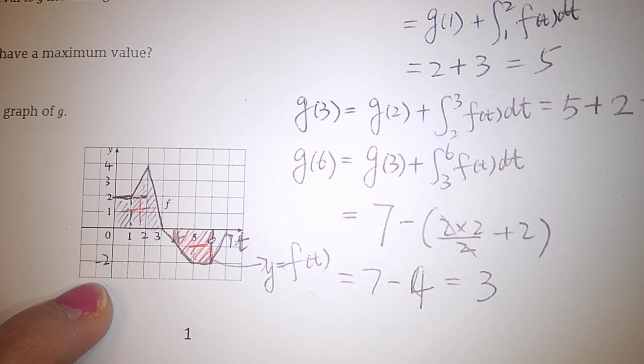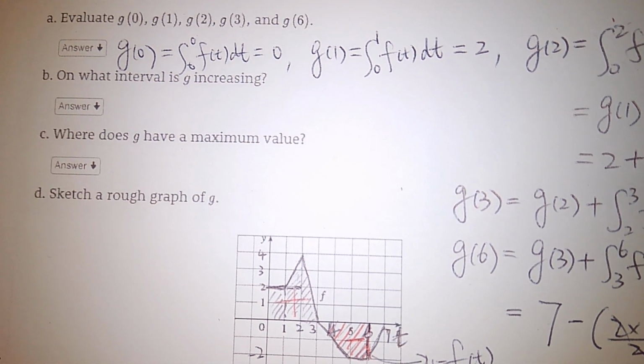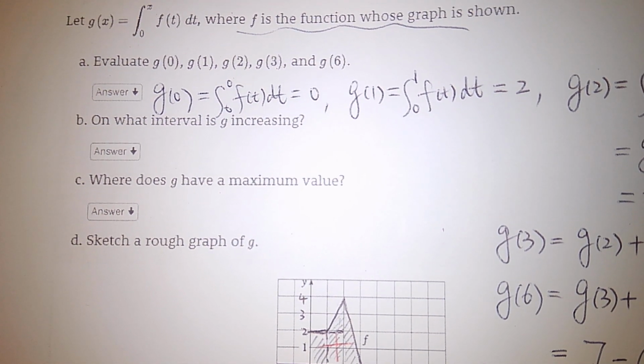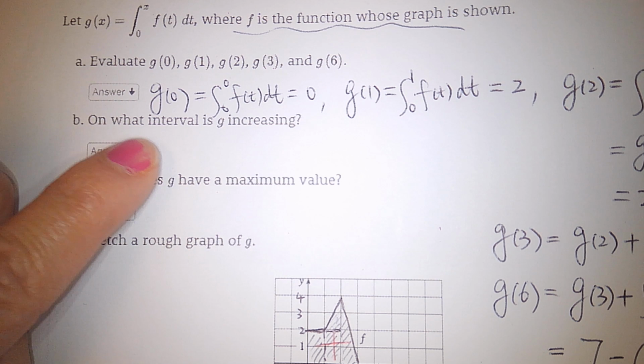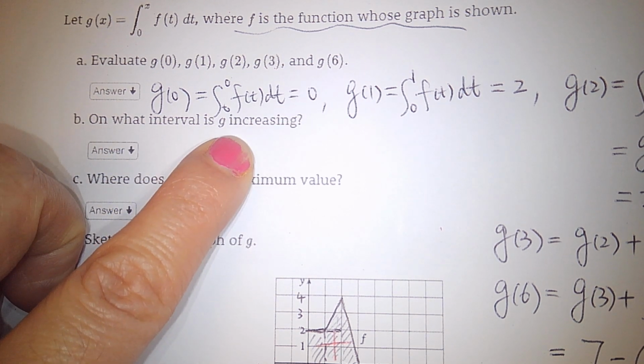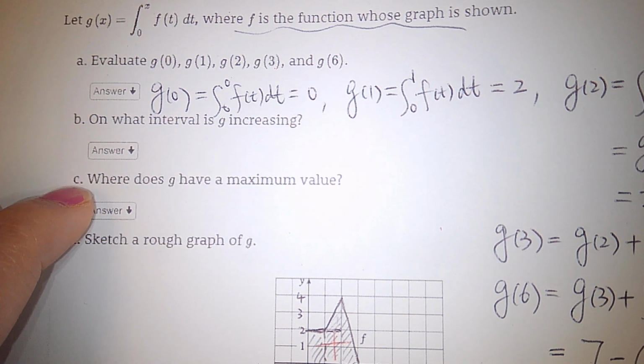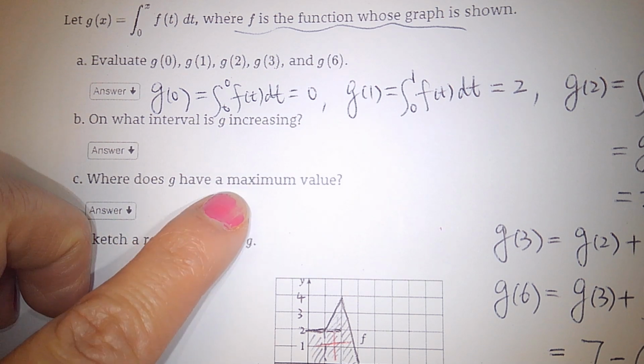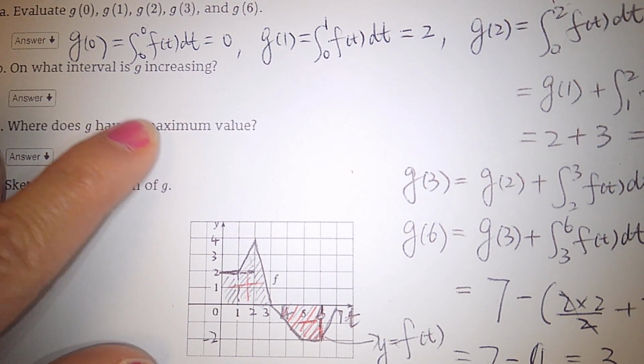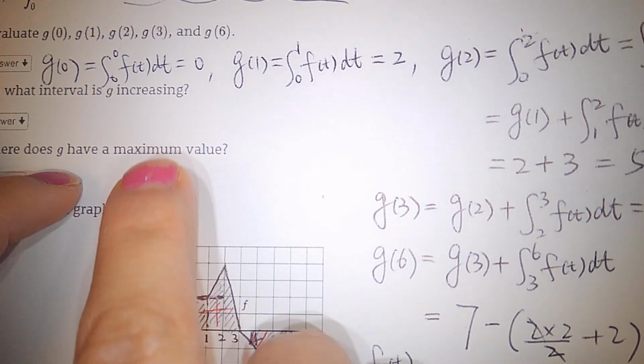You guys, that was good? Alright, now these are the evaluations, okay? Now question B, at what intervals is G increasing? And number C, where does G have a maximum value? 0 to 3.